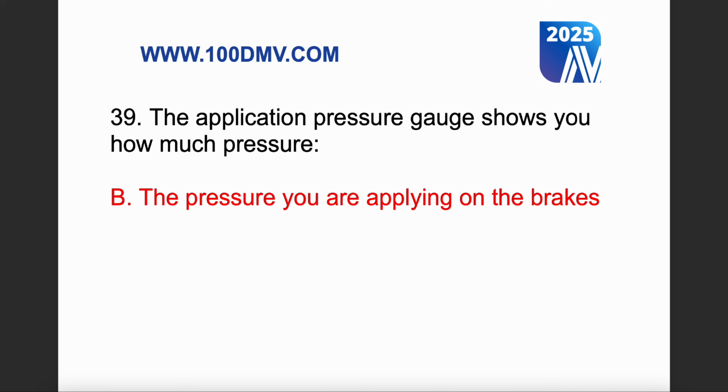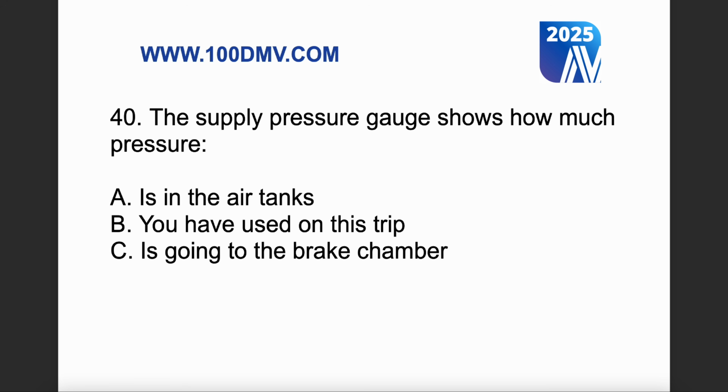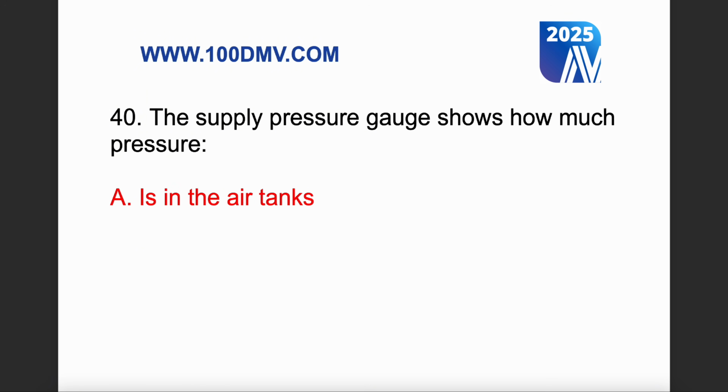40. The supply pressure gauge shows how much pressure: A. Is in the air tanks. B. You have used on this trip. C. Is going to the brake chamber. Correct answer? A. Is in the air tanks.